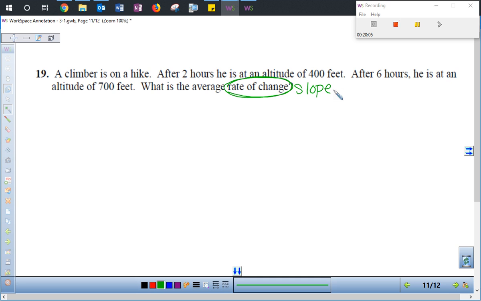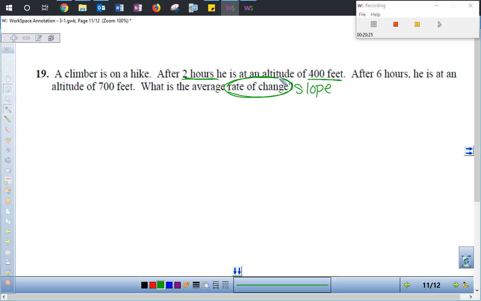Now that means they've given us enough information to come up with two ordered pairs so I can find a slope. In my first sentence, a climber is on a hike, doesn't give me anything I can use. My second sentence, after 2 hours, he's at an altitude of 400 feet. This gives me one ordered pair. One of these is my x value, one of these is my y value. We have to figure out which one is which.